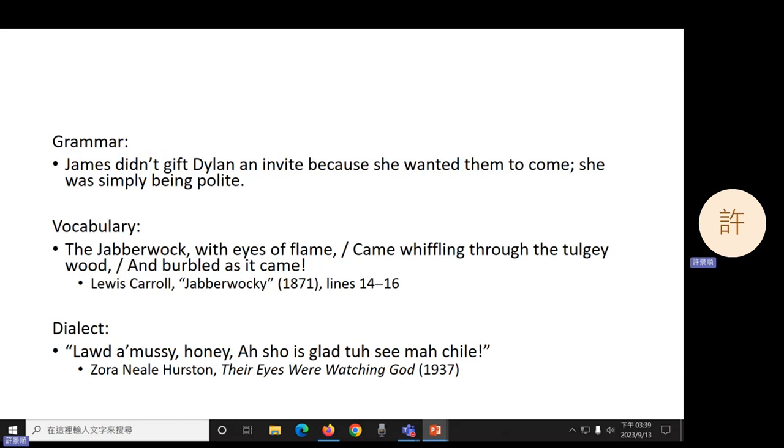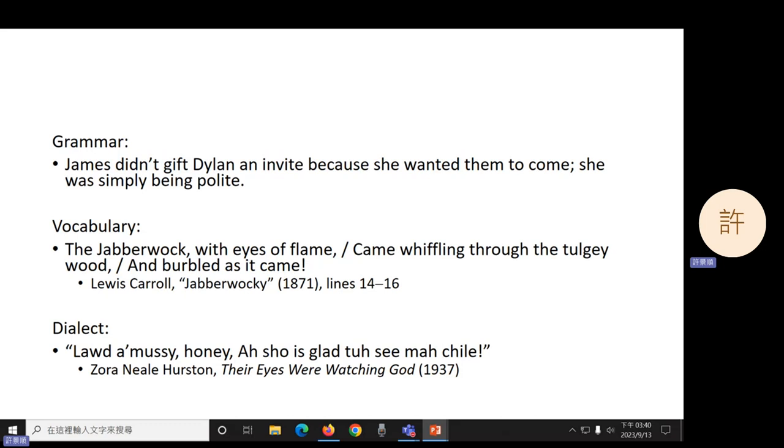So for example, these three lines come from a poem in Alice in Wonderland, 爱丽丝梦游仙境. And in this book, there are lots of words that actually don't mean anything. They're nonsense. And yet, when we read this kind of thing, we do get an idea of what's going on. Even though the words don't make sense, we can get a feeling for what's happening.